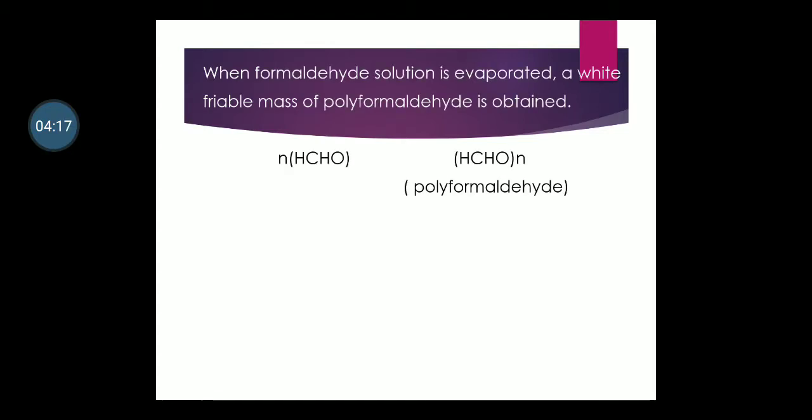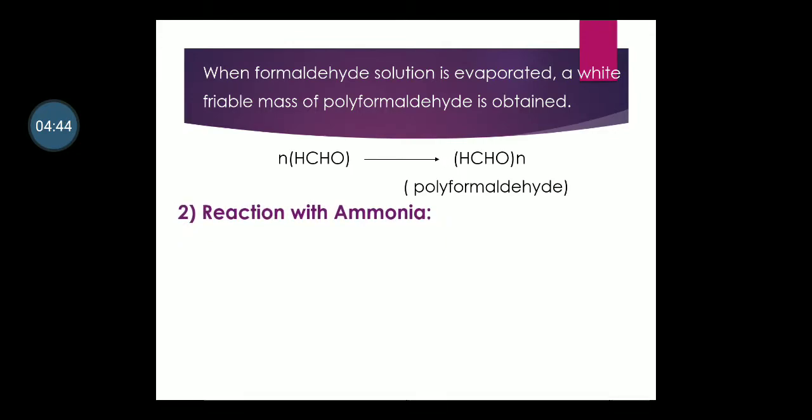Next, when formaldehyde solution is evaporated, a white friable mass of polyformaldehyde is obtained. In this case, n number of formaldehyde molecules get converted into a polymer, which we call polyformaldehyde. This is exactly a polymerization, because n number of molecules are joined and a polymer is formed, and the polymer is called polyformaldehyde.